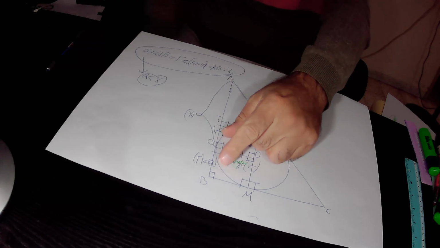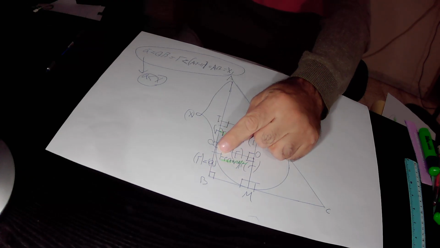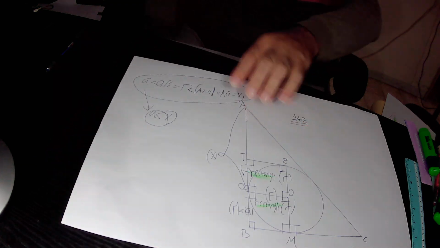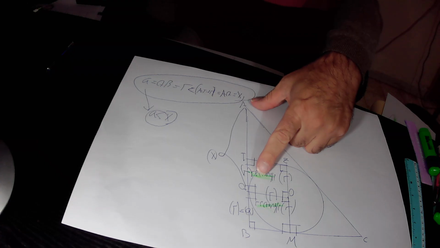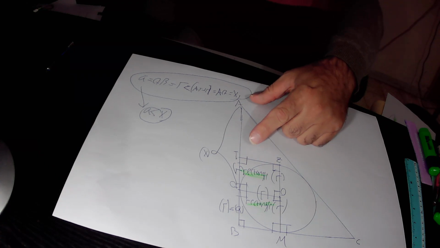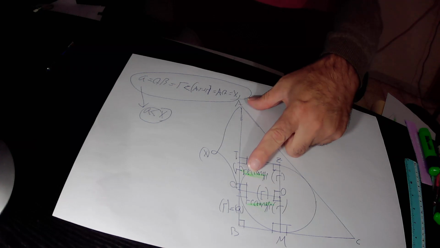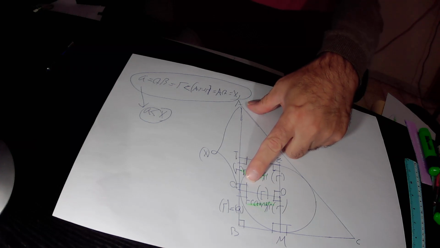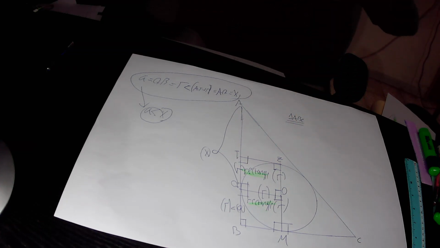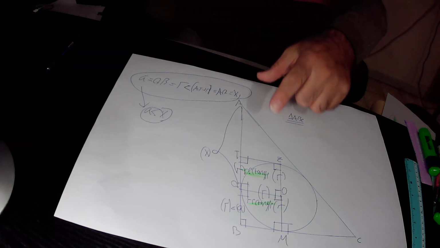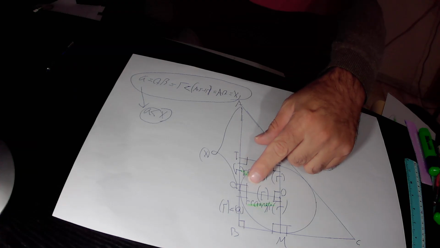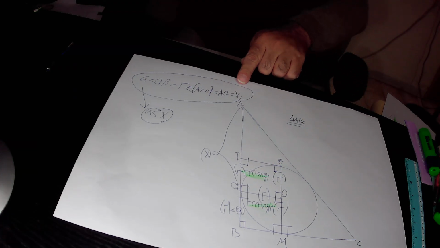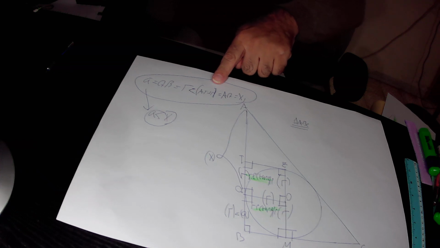So we found that QB equals R and QB also equals a. Likewise, AQ equals x, and AQ also equals AT plus TQ. TQ is R, so in total AQ equals AT plus R. Again, AQ equals x, and AQ also equals AT plus R.